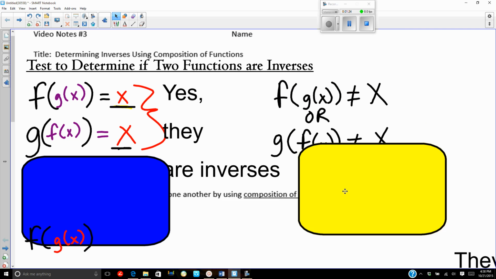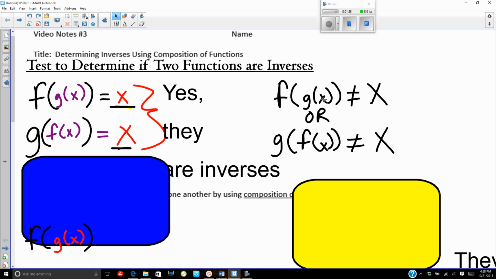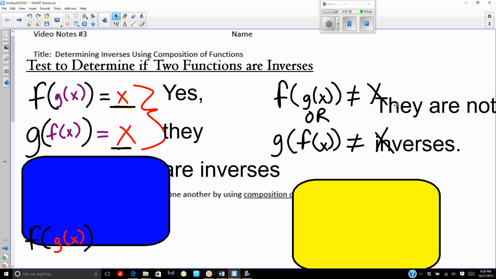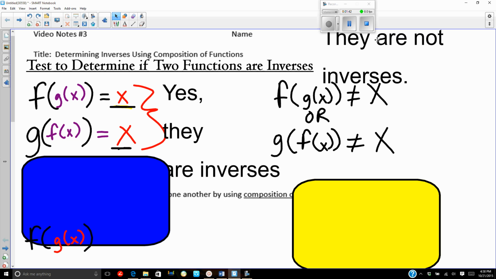The opposite is true as well. If we take f of g of x or g of f of x, and either one of them is not equal to x, then we would say they are not inverses. That's essentially what we're doing in every single one of these problems. It's either a yes, they're inverses, or no, they are not inverses. You do have to have work. You can't just say yes or no, because you obviously won't get credit for that. You have to show some work for every single problem.